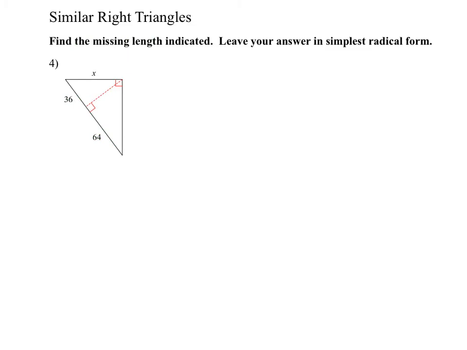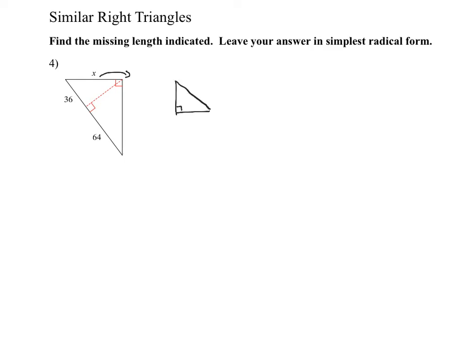Okay, so in this case, I'm finding the missing indicated value. We want to leave it in radical form. So in this case, I have my small triangle up here, and I'm going to be working with that one and the big triangle. First of all, I'm going to rewrite this one so you can see it better. I'm going to flip it. So I'm going to have the red triangle right here.